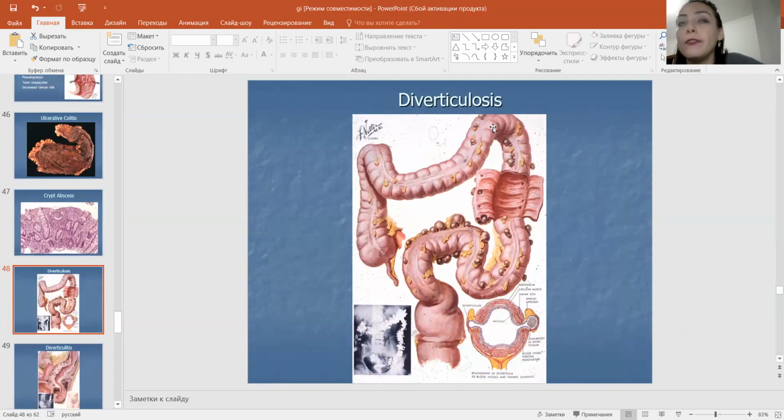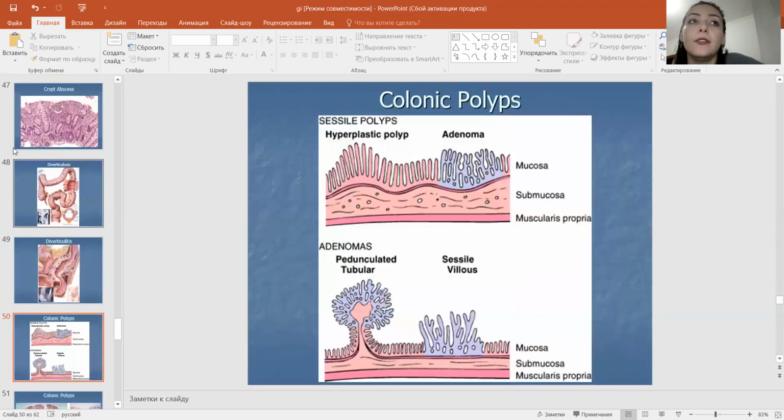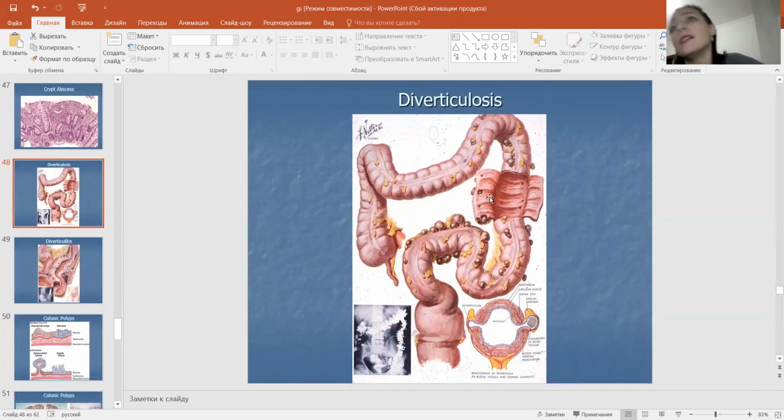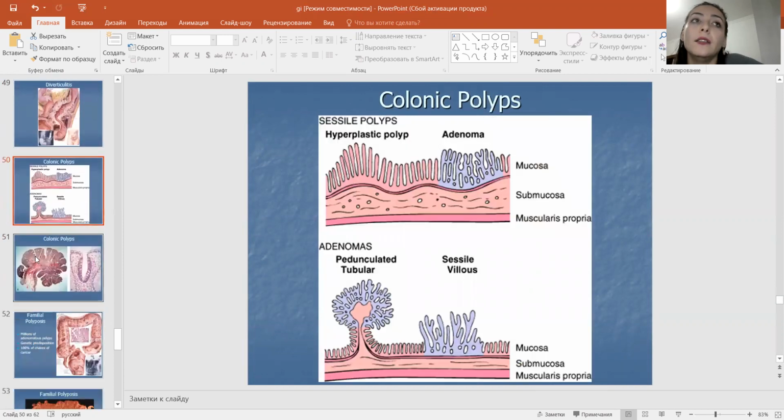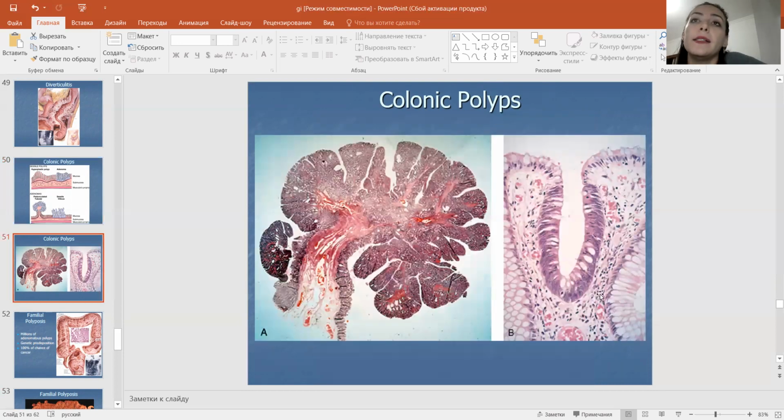Diverticulosis, when there are many diverticula in the bowel. Diverticulitis is dangerous, as it can cause inflammation, infection, injury. And colonic polyps: hyperplastic polyp and adenoma. Adenomas: pedunculated, tubular, sessile. Colonic polyps, you can see also.